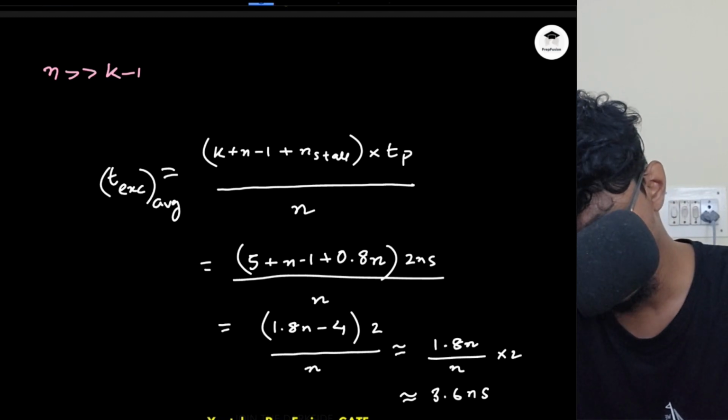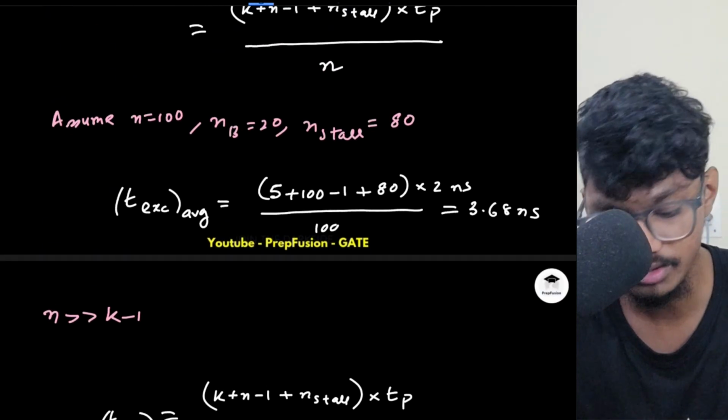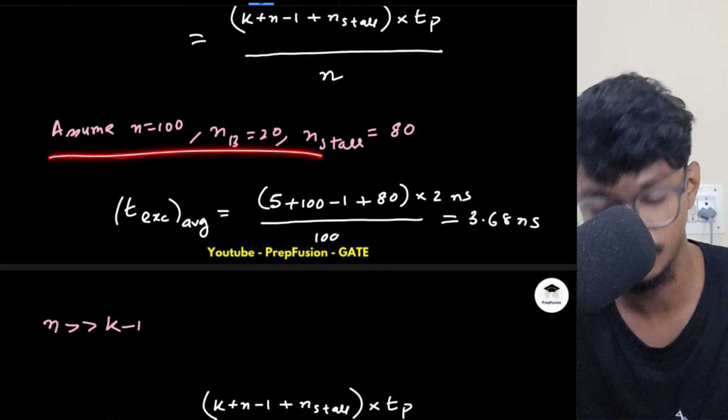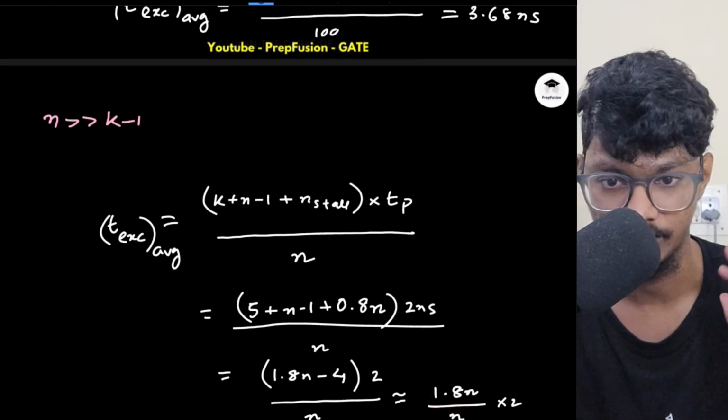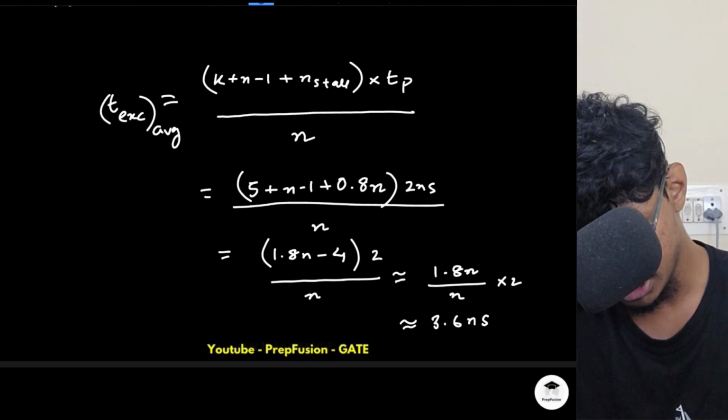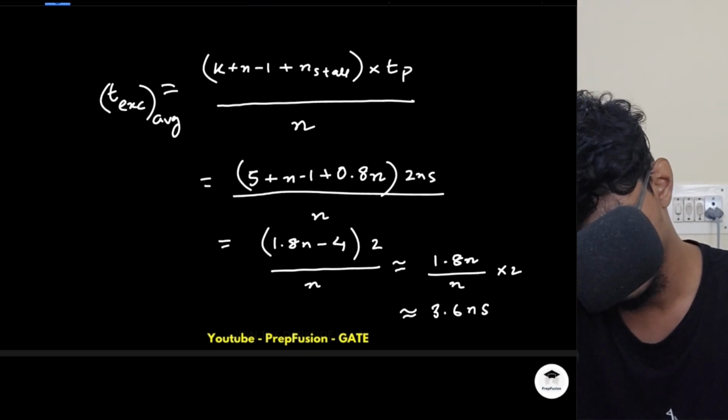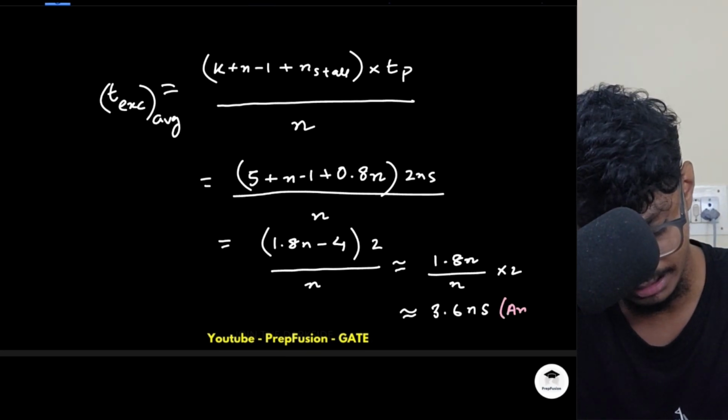So the average execution time will actually reduce. It will be 3.6, not 3.68, as I just assumed N to be 100. But this is how you solve it: you use the concept of limits. I hope you understand the concept of limits. So this is part A. This is a very good question, and this is part A basically.